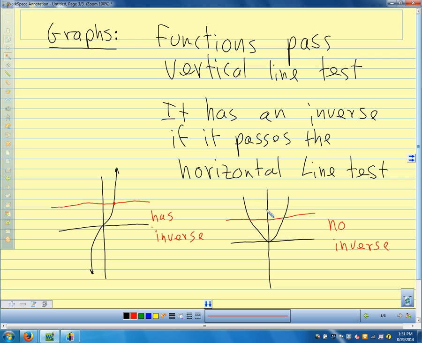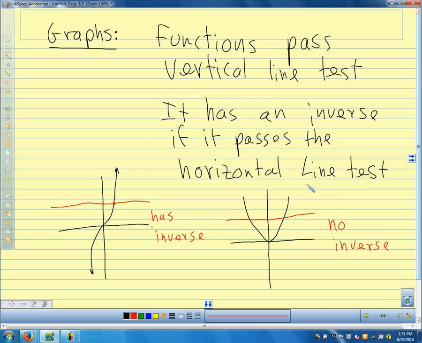What can we do to this function to make it have an inverse? Could we restrict it somehow? Great, that would work. If x is greater than 1, we take that part off. Now it passes the horizontal line test. So if we just restricted the domain, we could get an inverse. We'll do that with some functions later in the year, where we restrict their domain so they have an inverse. So this is how we tell, if we look at a graph, whether or not a function has an inverse: if it passes the horizontal line test.